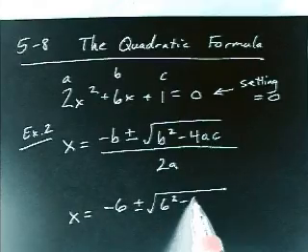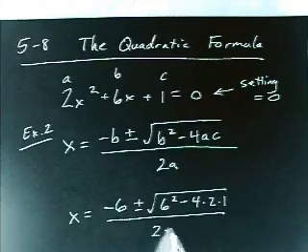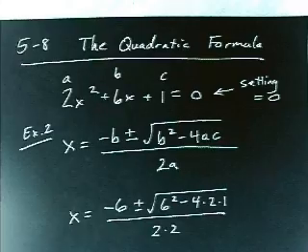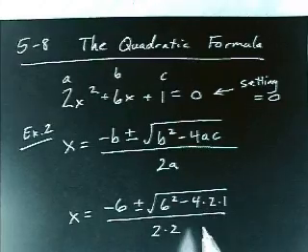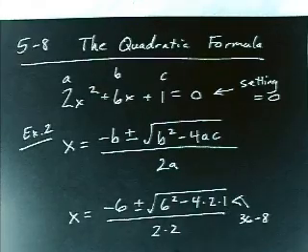So in this particular case, we have the opposite of 6 plus or minus the square root of 6 squared minus 4 times 2 times 1, all over 2 times 2. And so if I do a little simplifying, plus and minus, that part under the square root, 36 take away 8, that thing right there is 28.